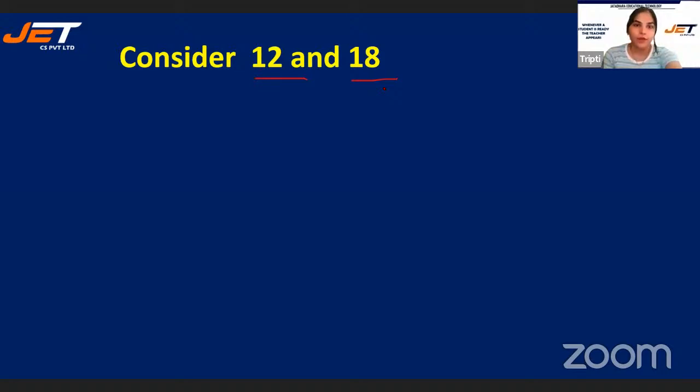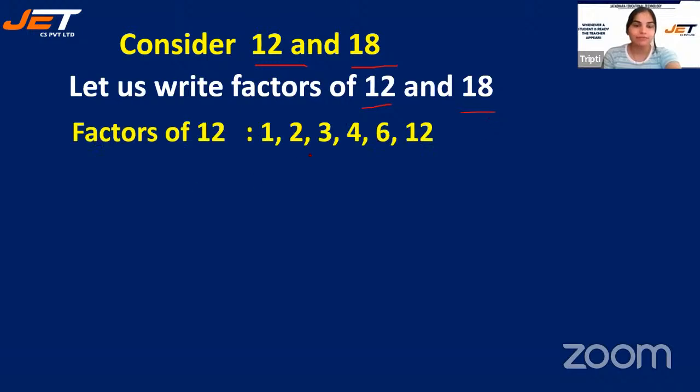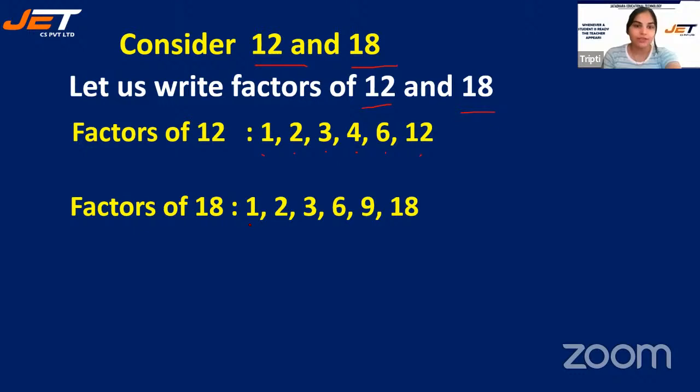All right, so I hope it's done. Let's write the factors of 12 and 18. The factors of 12 are 1, 2, 3, 4, 6, 12. The factors of 18 are 1, 2, 3, 6, 9, 18. Right? Let's find out the highest common factor of 12 and 18.